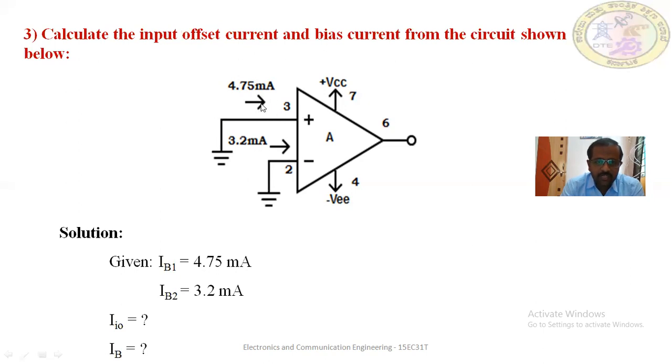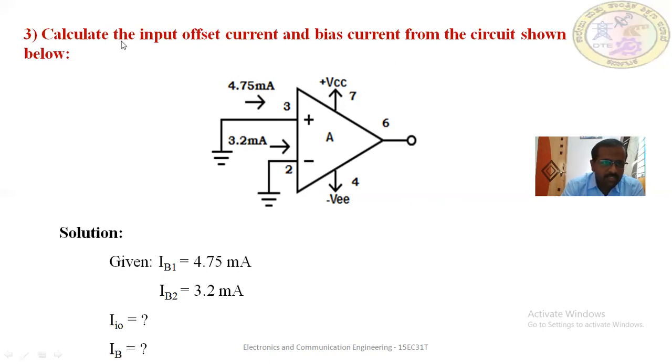So for the non-inverting terminal input, it is 4.75 milliamps here, and for the inverting terminal it is equal to 3.2 milliamps. And after that he is asking to calculate the input offset current. So what are the given values here? The base currents are the given values here. So IB1 is equal to 4.75 milliamps, which I am going to assume for the non-inverting terminal. And for the inverting terminal, I am going to consider this as IB2, which is equal to 3.2 milliamps.